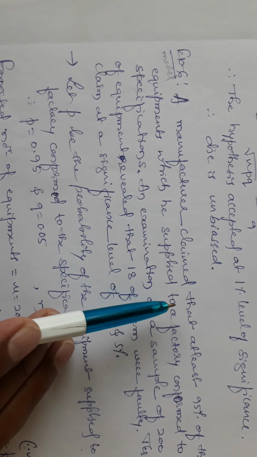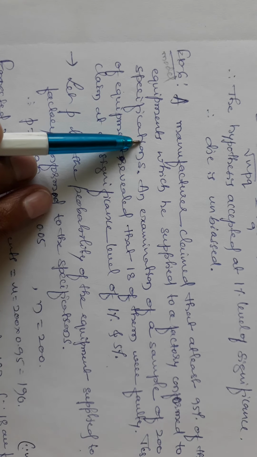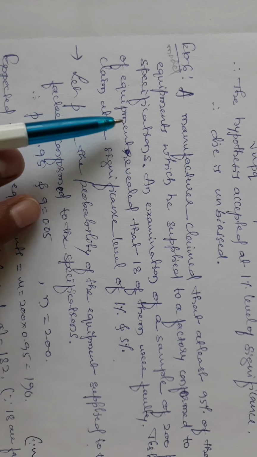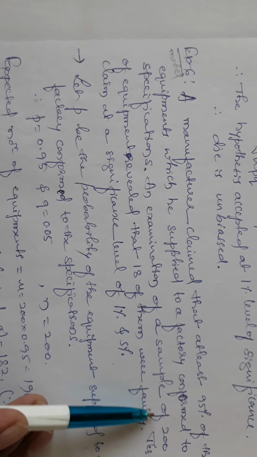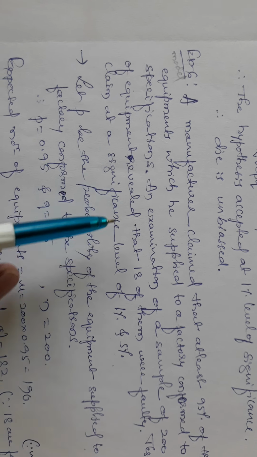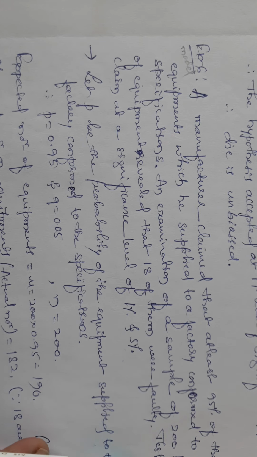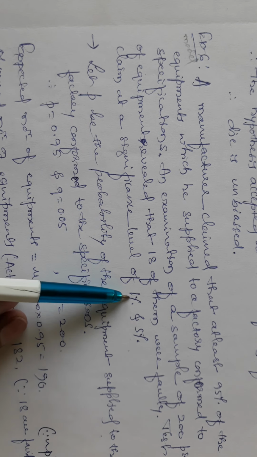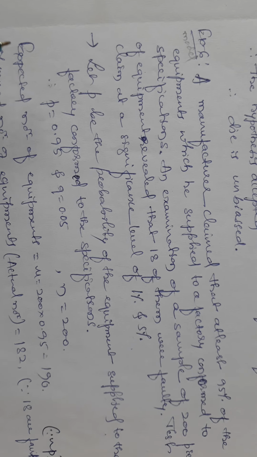Now, we'll consider one more example. A manufacturer claimed that at least 95% of the equipments which he supplied to a factory conformed to specifications. An examination of a sample of 200 pieces of equipment revealed that 18 of them were faulty. Test his claim at a significance level of 1% and 5%. This is different from previous examples.